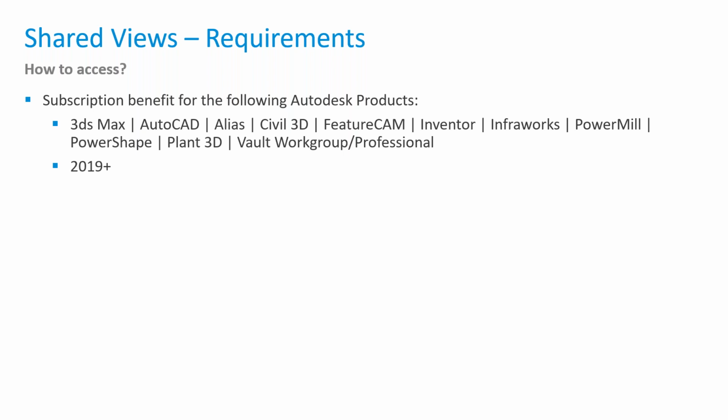Now, how would you get this kind of information, or how do you get shared views, that is? In order to get that, it's pretty simple. In general, if you're on subscription with a variety of the flagship Autodesk products here, and you're on 2019 or newer, that's when it was introduced, you have shared views. Just check for the button to share that view, and that's all there is to it. It's a really simple method.